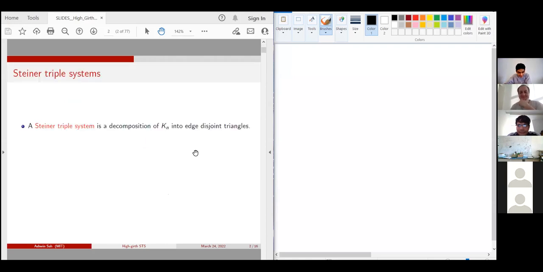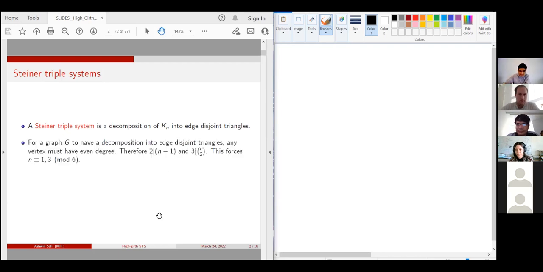Okay. So just to start off, let's recall a couple of basic notions. First of all, a Steiner triple system, there are a couple of ways to interpret it, but the way we'll think about it primarily is as a decomposition of the complete graph into edge-disjoint triangles, such that every edge is in exactly one triangle. So you can already see that n choose 2 edges need to be split up into groups of three. So n choose 2 needs to be divisible by three.